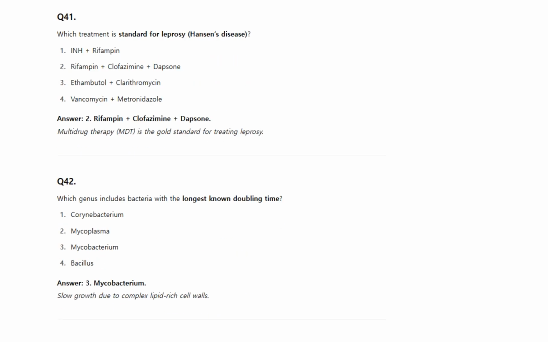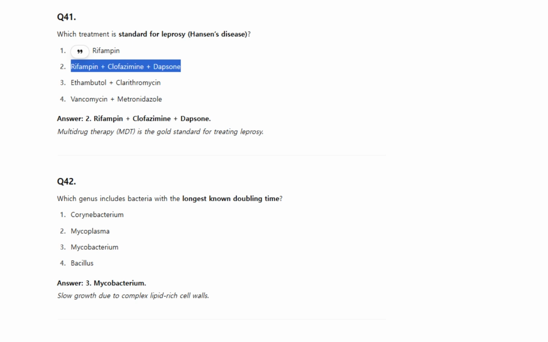Q41. Which treatment is standard for leprosy, Hansen's disease? 1. INH plus rifampin. 2. Rifampin plus clofazimine plus dapsone. 3. Ethambutol plus clarithromycin. 4. Vancomycin plus metronidazole. Answer 2. Rifampin plus clofazimine plus dapsone. Multidrug therapy, MDT, is the gold standard for treating leprosy.